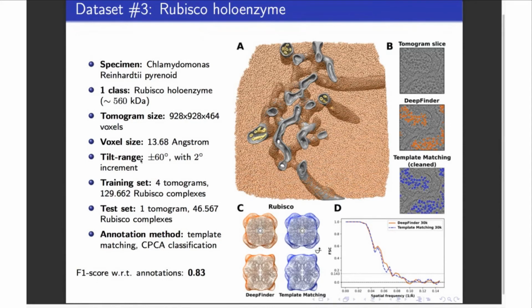When comparing to expert annotations, we obtain a F1 score of 0.83, which is similar to what we obtain with the ribosomes, even though the Rubisco complex is much smaller. We also compared the obtained subtomogram averages. In blue is the one obtained by the experts who use template matching and CPCA classification. And in red, the one obtained with DeepFinder. And as can be seen on the Fourier shell correlation curves, the achieved resolution is quasi identical.